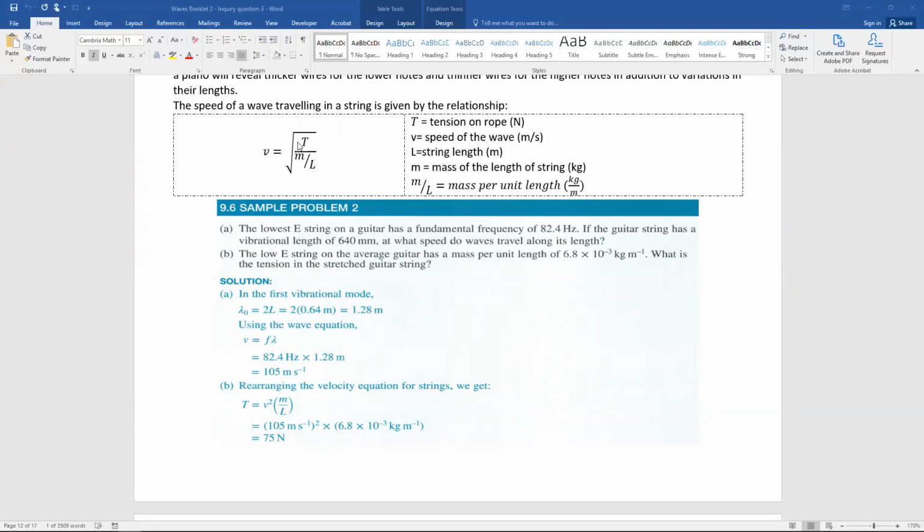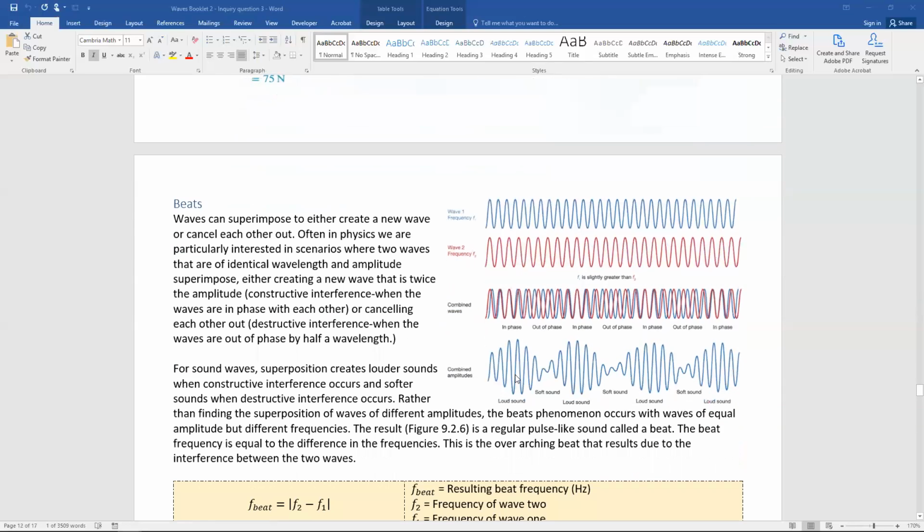Once I got rid of this square root, I can multiply m divided by L on this side and multiply m divided by L on that side, and I end up with this expression here. So now I can just substitute in my values and solve for my tension. Don't forget your squared, because your speed has become squared. So 105 squared times 6.8 times 10 to the power minus 3. That's the mass per unit length value, times that, which is mass divided by length, gives us 75 newtons.